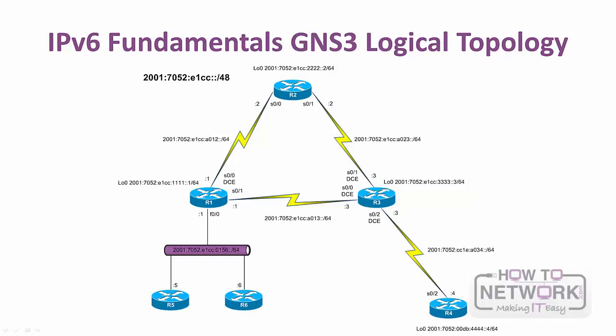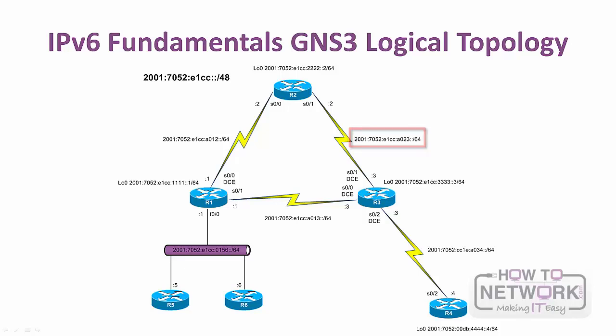R1 has 1111 in the 4th hextet. R2 has 2222, and R3 has 3333 in the 4th hextet. Internally, each of the routers is connected with a point-to-point serial link. To help better identify the serial connections, the subnet ID begins with an A0 and ends with two numbers representing the routers connected by the particular point-to-point serial link.